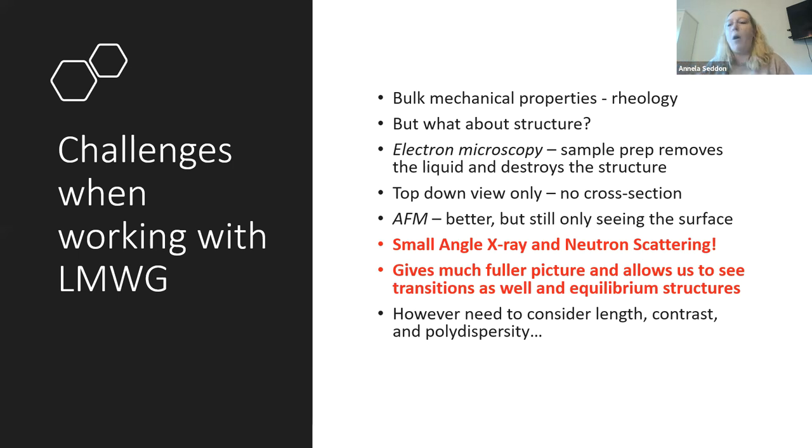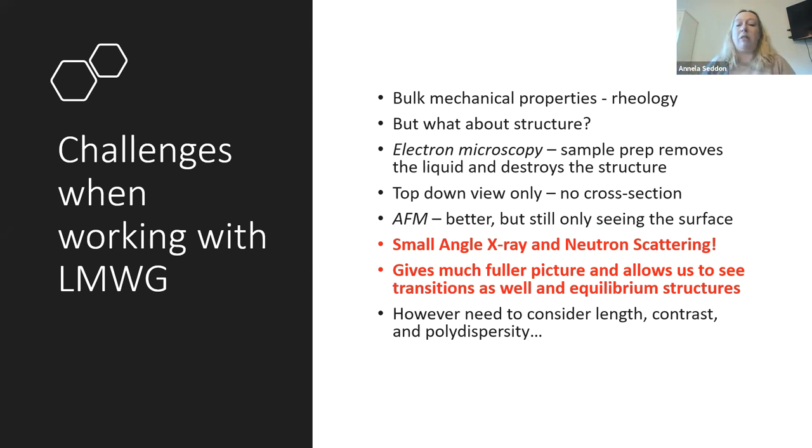So we're seeing that a cylinder and a tape look the same on a TEM, and a sphere and a disc look the same on a TEM. We need a three-dimensional representation of this network structure. Now, we can move to AFM, which is better because we can do it in solution. There's been quite a lot of liquid-based AFM done on these. But again, it doesn't get around this idea of seeing beyond the surface.